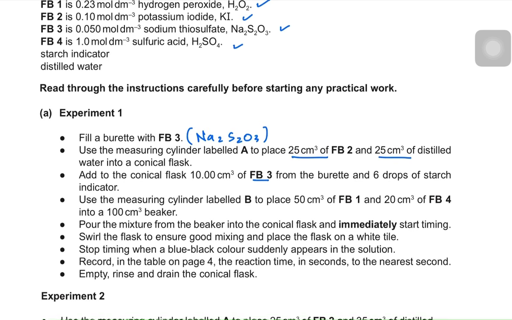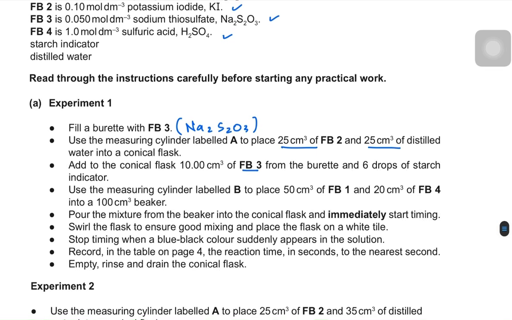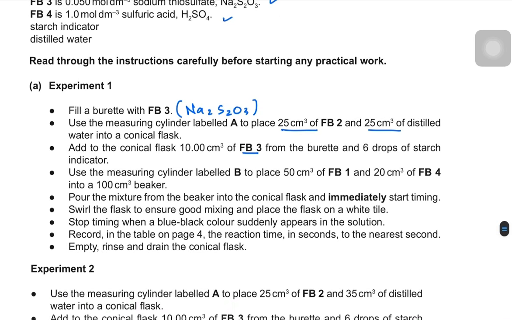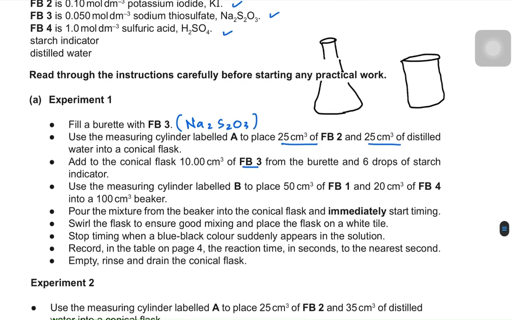Then it says measuring cylinder B to place 50 cm cube of Fb1 and 20 cm cube of Fb4 into a 100 cm cube beaker. Since they're using multiple apparatuses, I would like you to have a clear picture of which two apparatus are being used. The first is a conical flask, and another is a 100 cm cube beaker. What are they placing in the conical flask? The second bullet tells you that you are placing 25 cm cube of Fb2 and 25 cm cube of distilled water in the same conical flask.